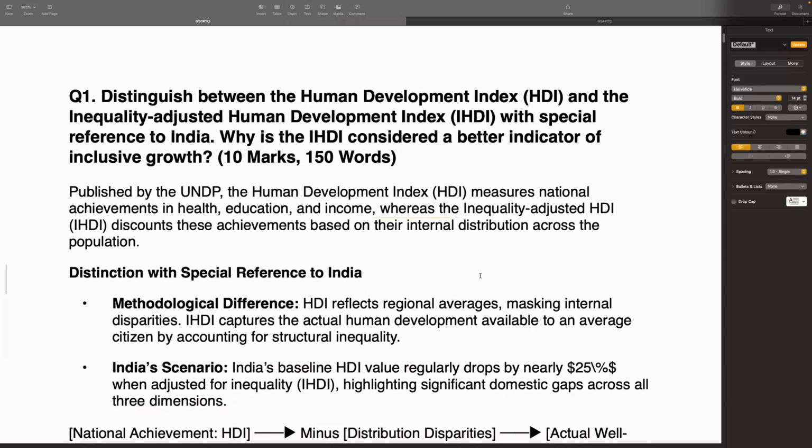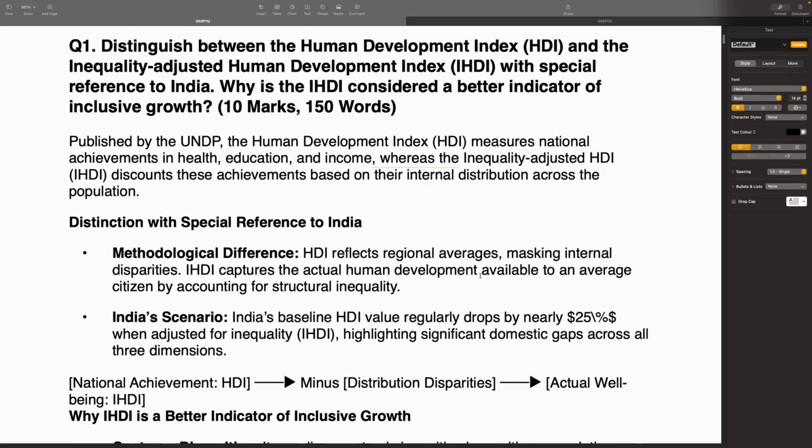Question 1, GS3, the year 2025. Distinguish between the Human Development Index and Inequality Adjusted Human Development Index with special reference to India. Why is the IHDI considered a better indicator of inclusive growth? Published by UNDP, this can be a potential UPSC question.